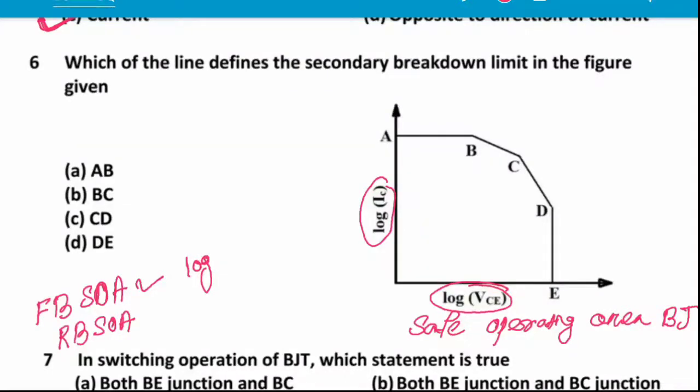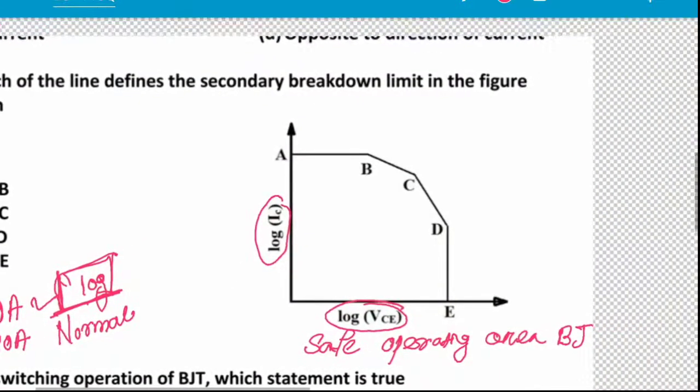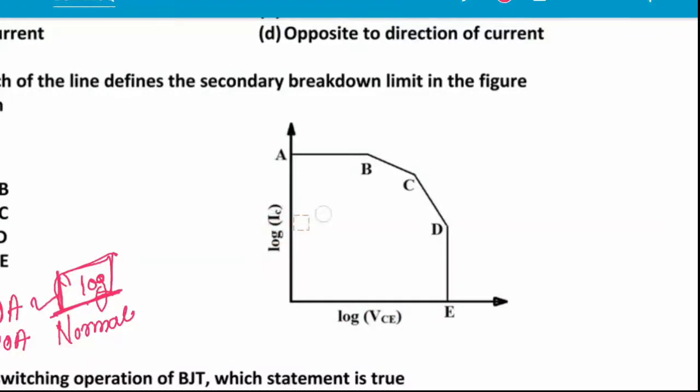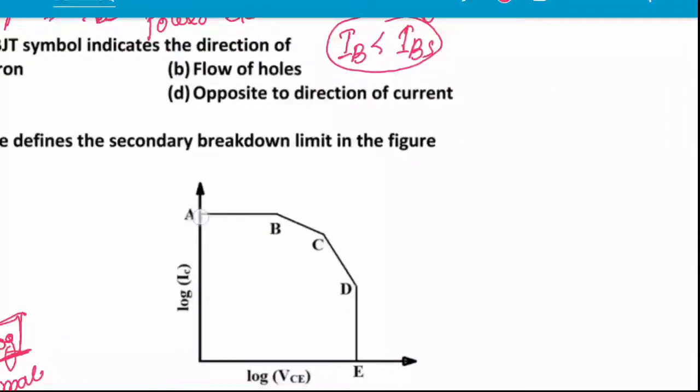If semi-log, only the x-axis or the y-axis would be log and the other would be normal linear, but this one is always drawn in log. So this is not the case. The question is: which defines the secondary breakdown limit in the figure given below? Here I will mark the limits. AB is for the IC limit.